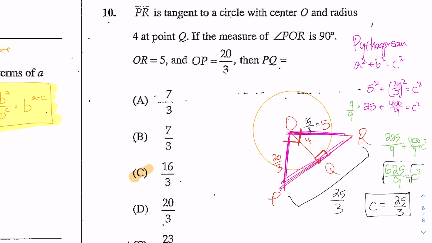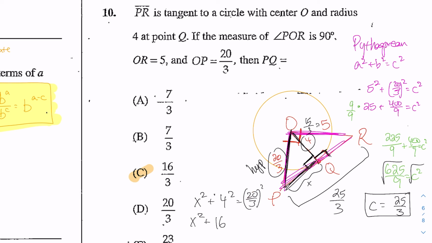All right, so the other part is that you have this tangent line, which makes a right angle. So you want PQ, so you want to use this triangle on the left here. So you use this 4, this 20 over 3, which is now the hypotenuse. And this part we can just call x, which is what we're looking for. So in this case, you want Pythagorean again. You have x squared plus 4 squared, these are the two legs, is equal to 20 over 3, the hypotenuse, squared. That's x squared plus 16 is equal to 400 over 9.